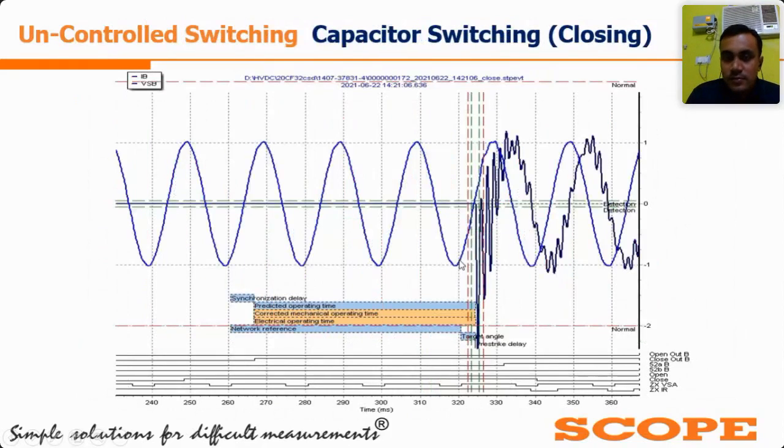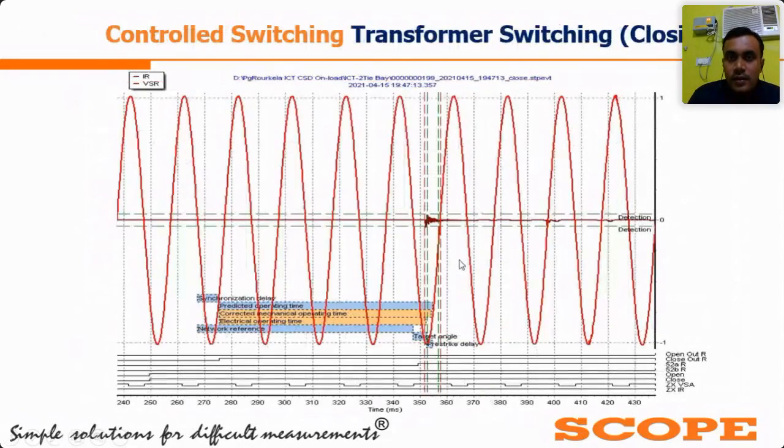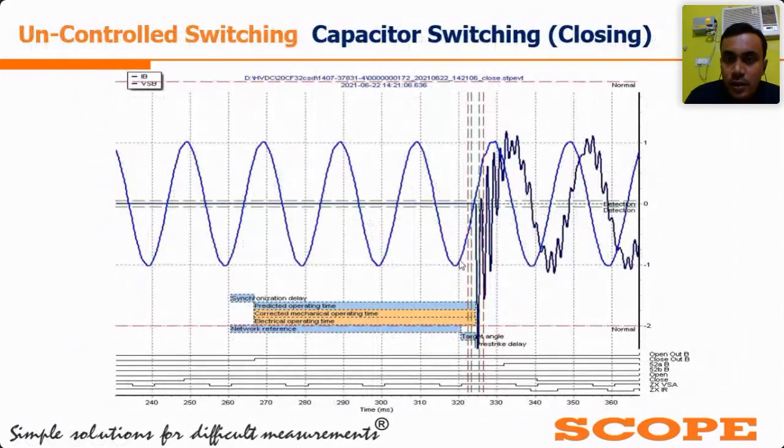Okay, next slide. The next one is the graph of uncontrolled switching in a capacitor bank in closing condition. Here you can see, because a capacitor opposes the change of voltage, dv by dt, as we all know, we close the breaker at the voltage zero point in a capacitor bank.